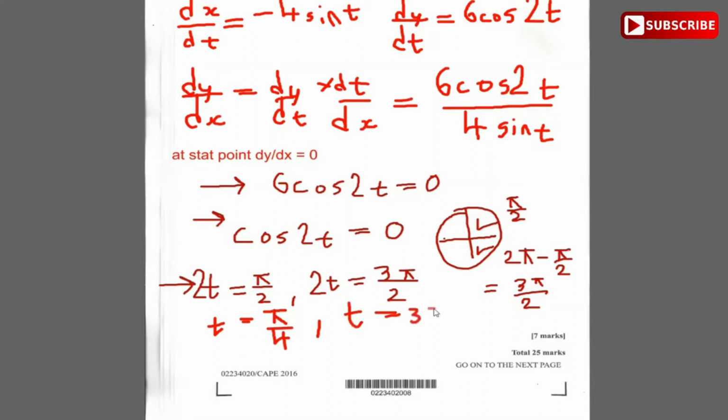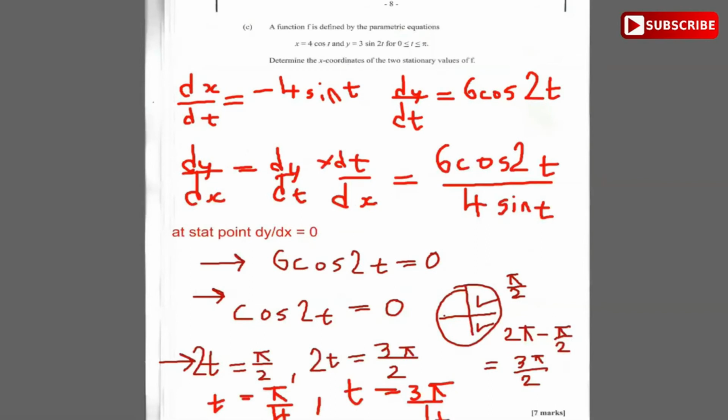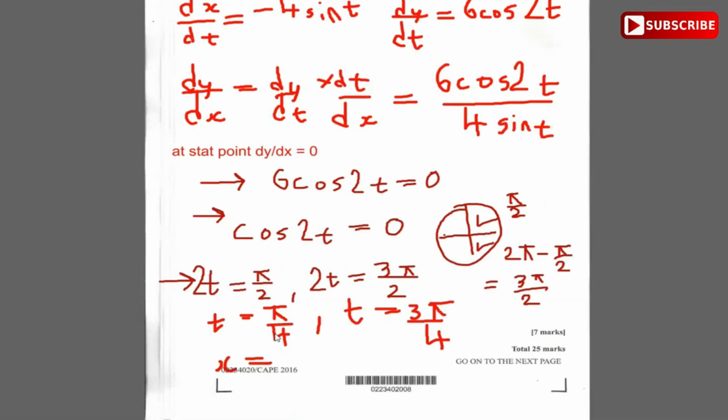All right, now that we have t is pi by 4 and 3 pi by 4, we can find the x values of the stationary points. All you have to do is plug in t as pi by 4 into x. So we go back up here and put 4 cos t, so 4 cos pi by 4. The cos of pi by 4 is root 2 over 2. And so x is going to be 4 times root 2 over 2. That's one stationary point.